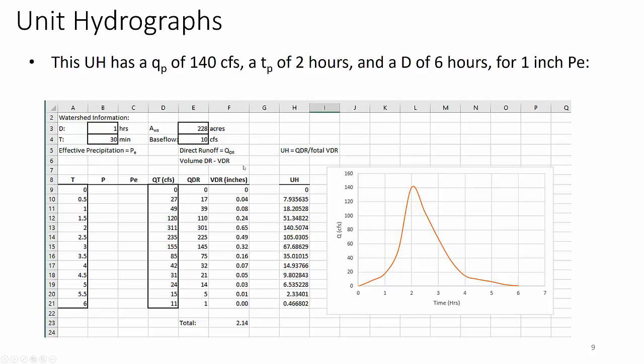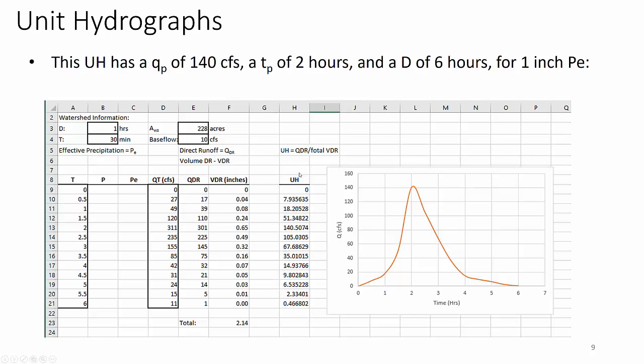The unit hydrograph equals QDR minus the total VDR. So we subtract these, and this gives us a unit hydrograph of flow as a function of 1 inch. We basically converted this 2.14 inches. We divided, so all of our rainfall is 2.14 inches. We divide this by 2.14 inches. And that's how we come up with these numbers.